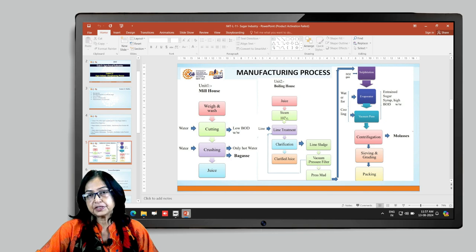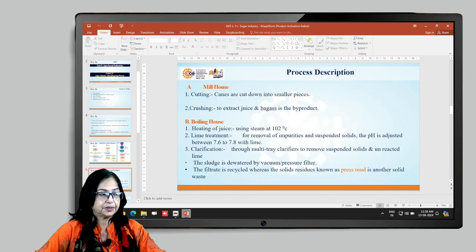During the centrifugation process, the sugar crystals are separated from the liquid. Because of the centrifugal force, they are separated and collected according to size. They are sieved and then graded. Large, bigger size gradation is done, and then the sugar is packed. The liquid remaining from the centrifugation process is known as molasses, and that is another liquid waste from the process. So I hope you have understood the process of manufacturing of sugar, right?